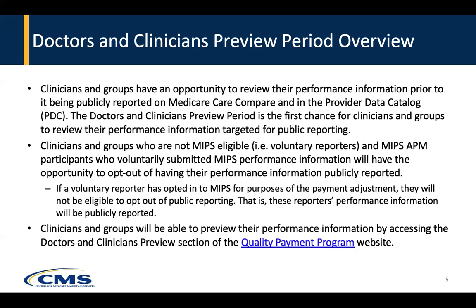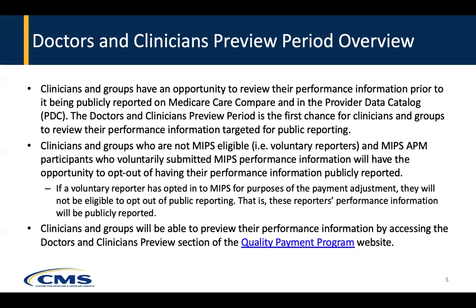Please be aware, the preview period is not only for MIPS eligible clinicians and groups. Voluntary reporters, meaning those who were not MIPS eligible but still submitted performance information, can also preview their performance information. During the preview period, voluntary reporters and MIPS APM participants who voluntarily submitted performance information are able to opt out of having their performance information publicly reported. MIPS eligible clinicians and groups cannot do this. Note, if a voluntary reporter has opted into the MIPS program for the purposes of a payment adjustment, they will not be eligible to opt out of public reporting. These reporters' performance information will be publicly reported.